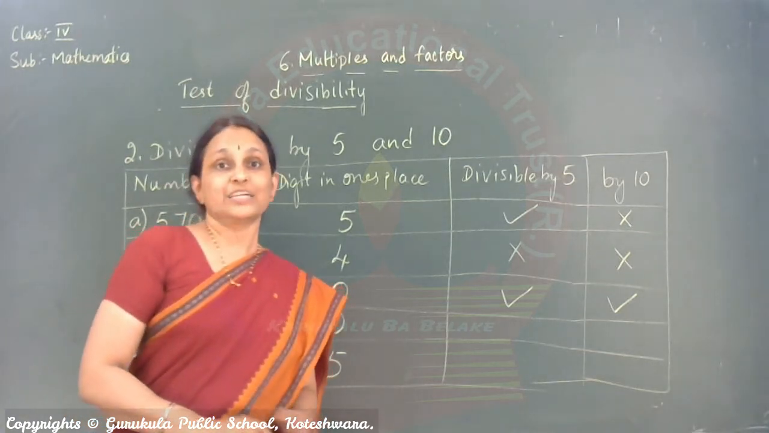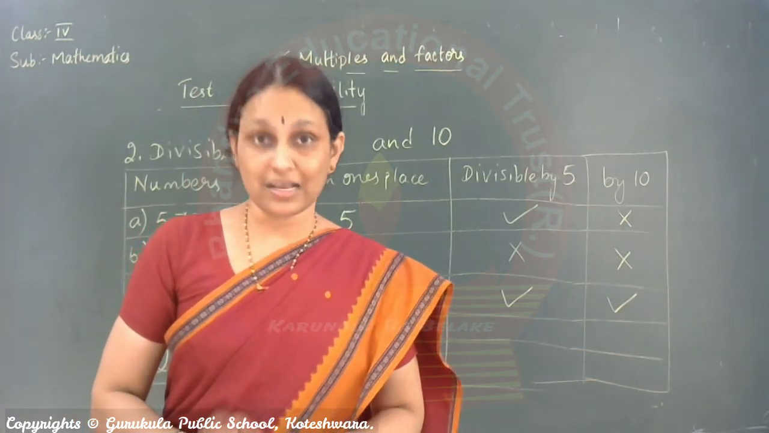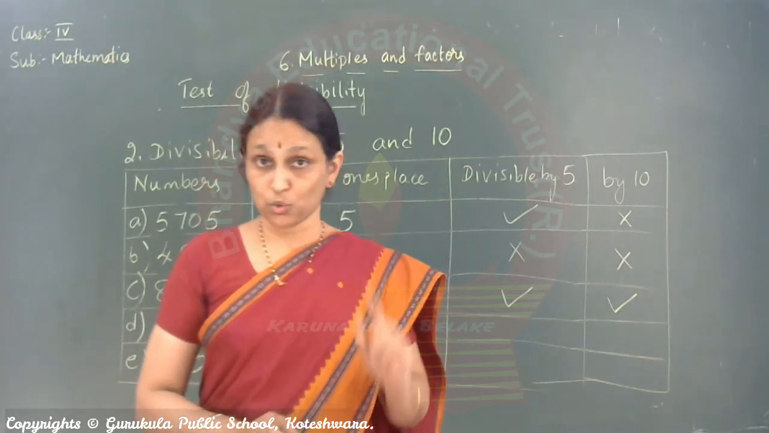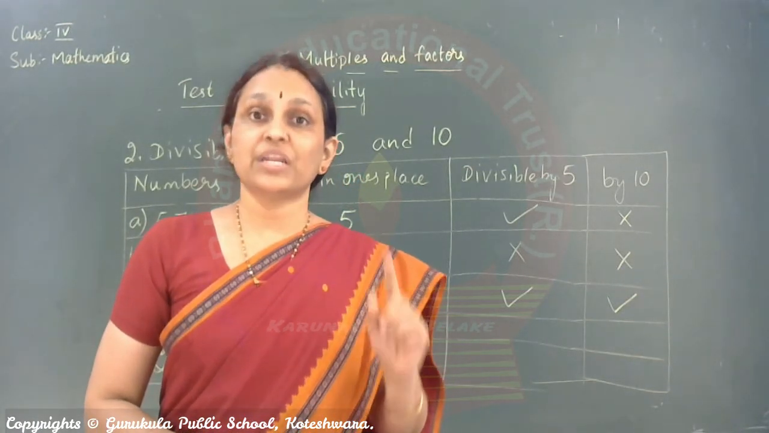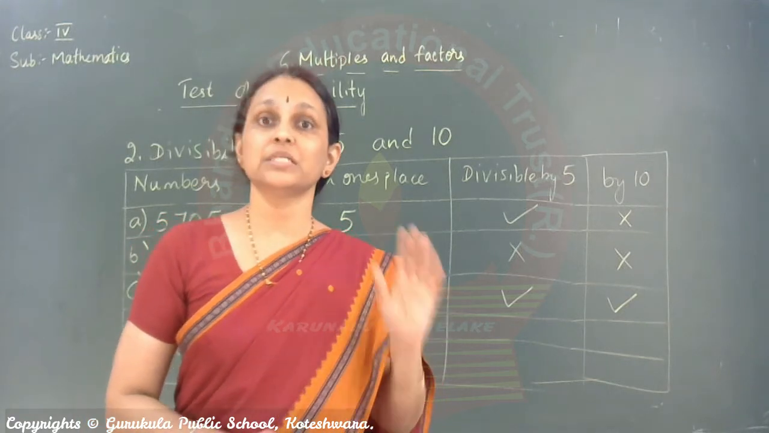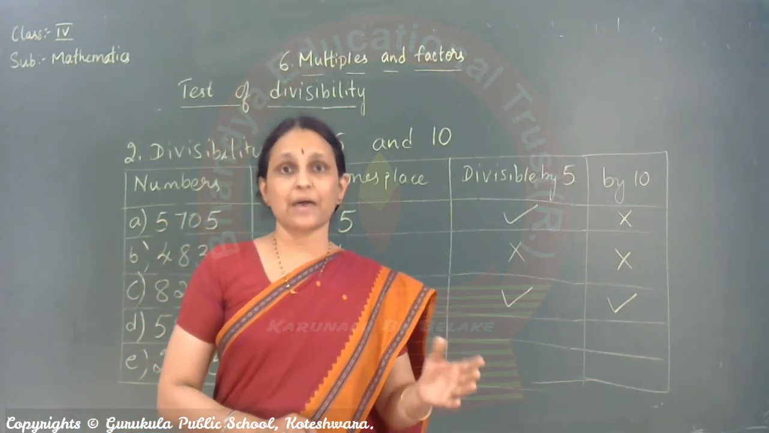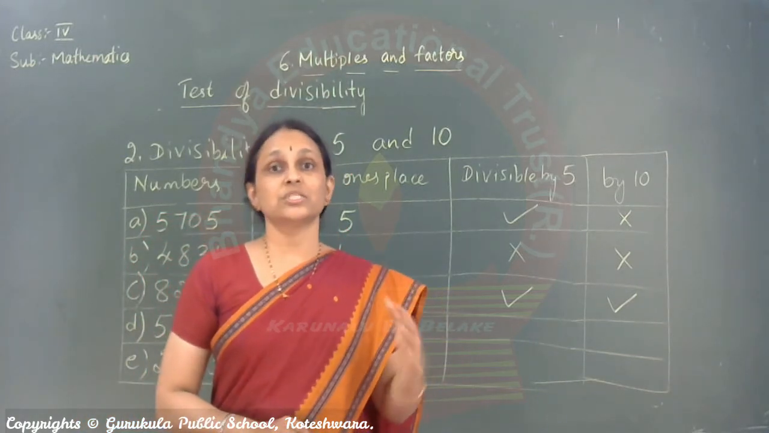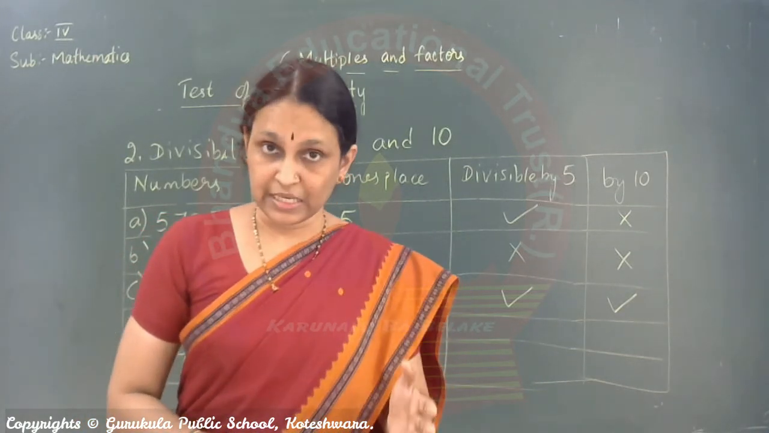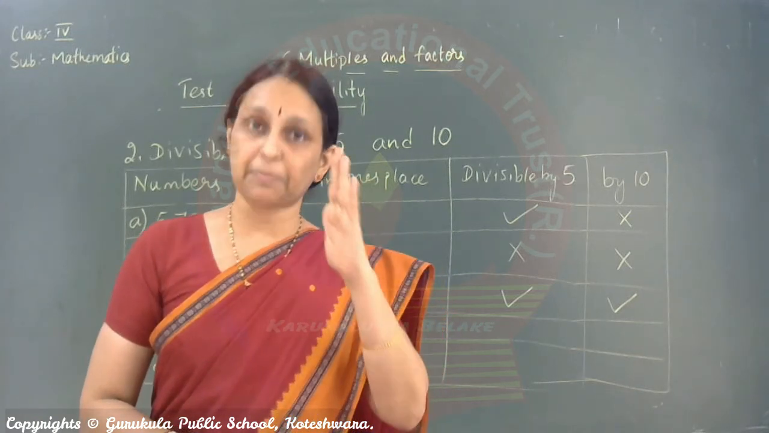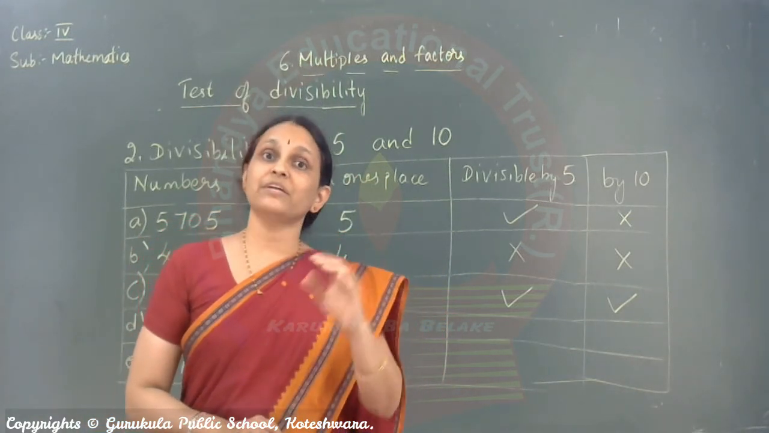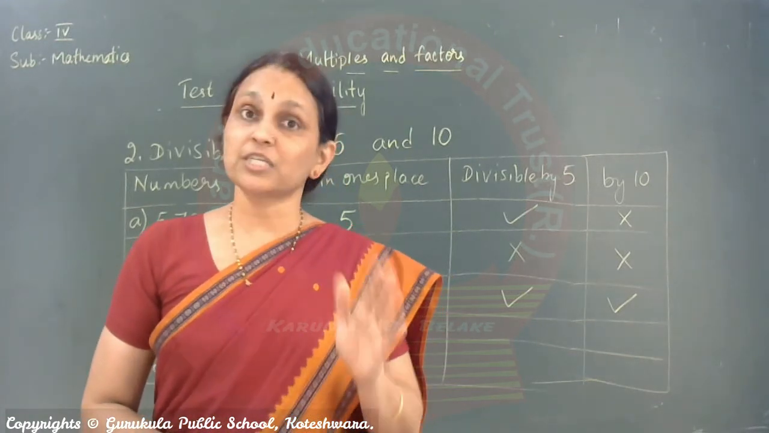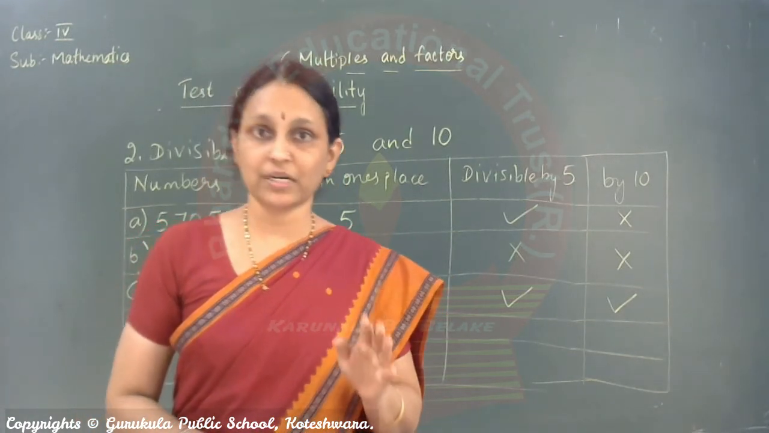Okay. Let me conclude today's class here. You have learned today what is divisibility rule. Remember children, whenever we say a number is divisible by a number, for example 25 is divisible by 5 or 342 is divisible by 2, that means when we divide those numbers, 342 when we divide by 2, we don't get any remainder. That is what it means. I hope you have understood.